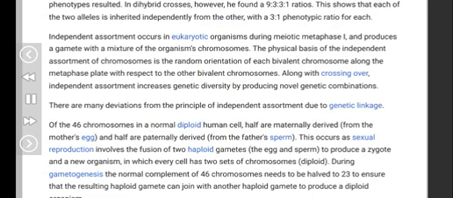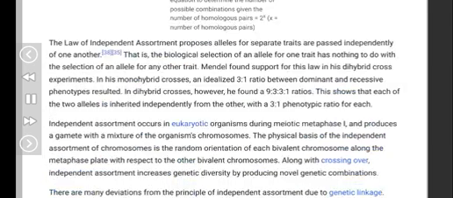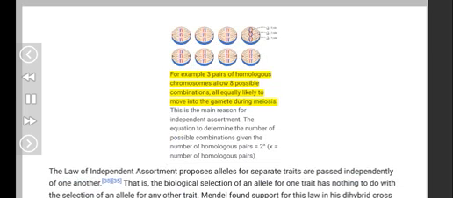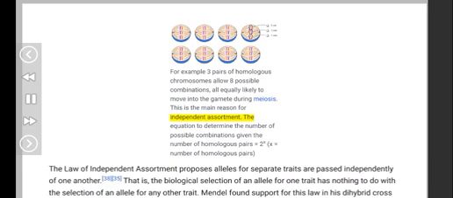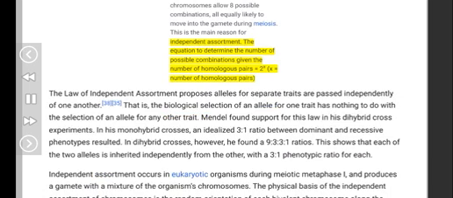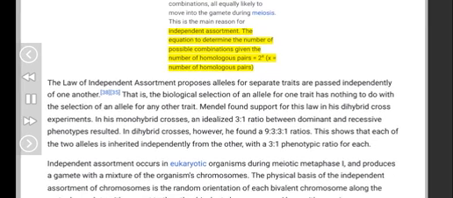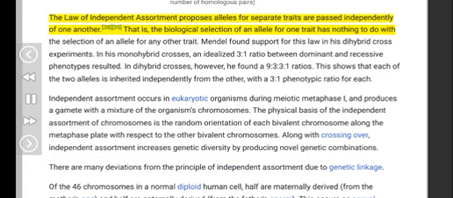For example, 3 pairs of homologous chromosomes allow 8 possible combinations, all equally likely to move into the gamete during meiosis. This is the main reason for independent assortment. The equation to determine the number of possible combinations given the number of homologous pairs equals 2^x, where x equals the number of homologous pairs. The law of independent assortment proposes that alleles for separate traits are passed independently of one another. That is, the biological selection of an allele for one trait has nothing to do with the selection of an allele for any other trait.